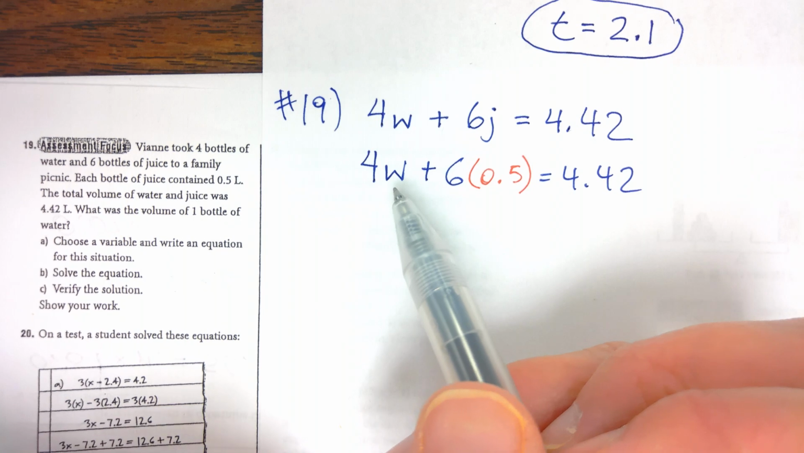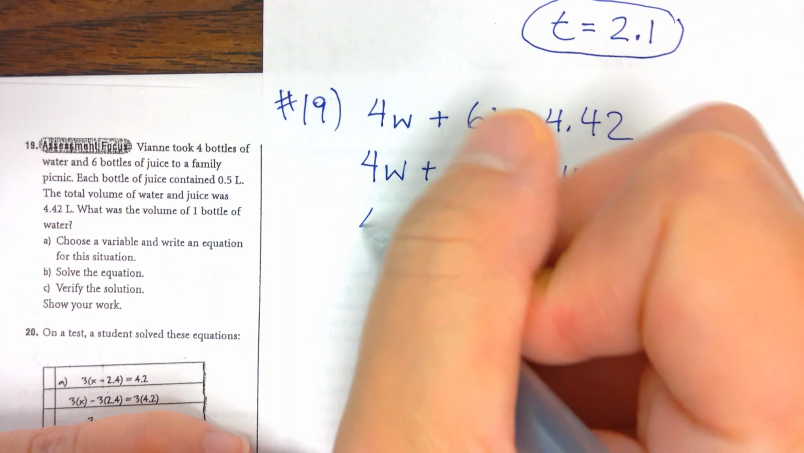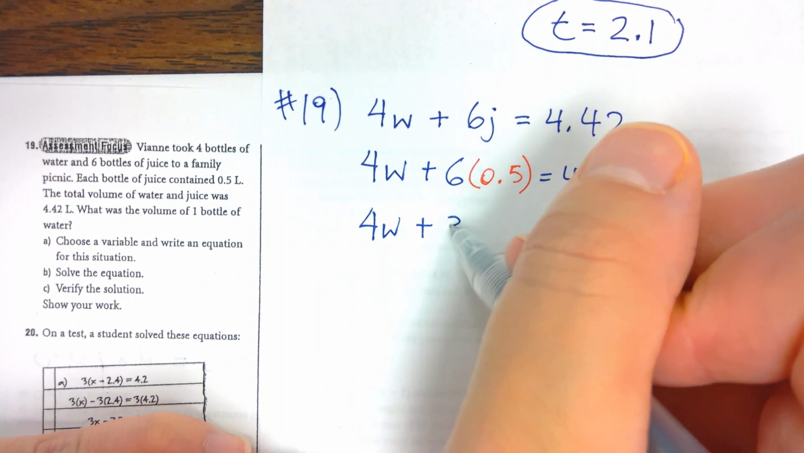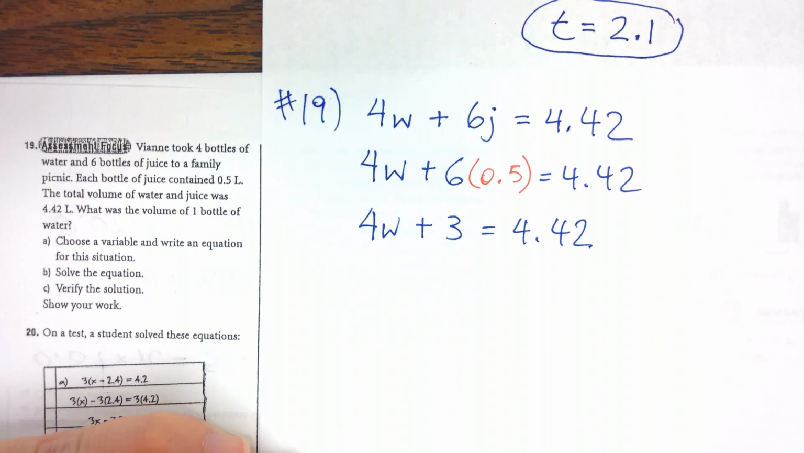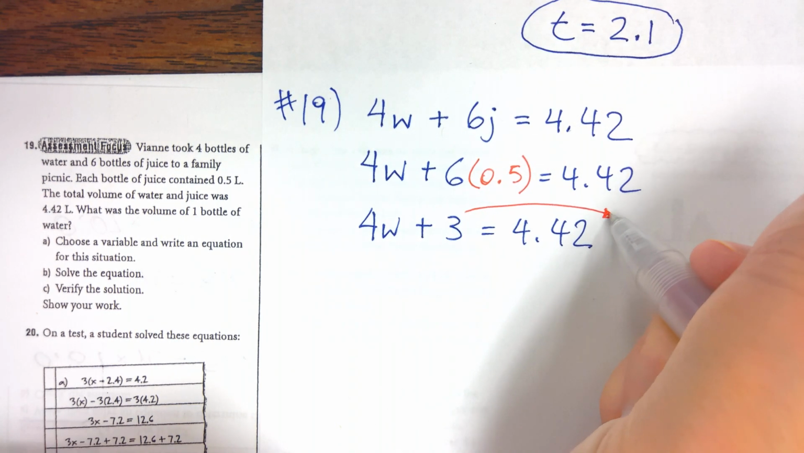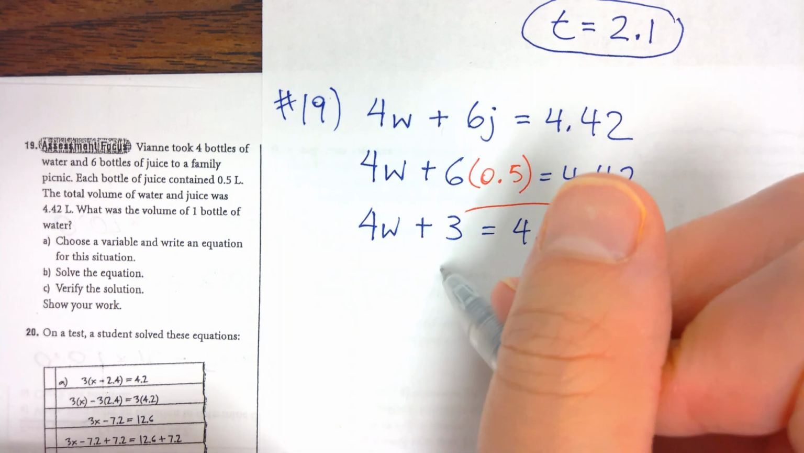Okay. Now it looks good because there's only one unknown. I only not know the W. Everything else is just a number that I can work out. So 4W plus 6 times 0.5 is 3. And then 4.42. Okay, who can finish this up for me? What should I do? Other than Jenny. Adihi? 4W equals 1.42. Okay, yep, subtract this. Because it's plus, so when I move it over, it becomes minus.